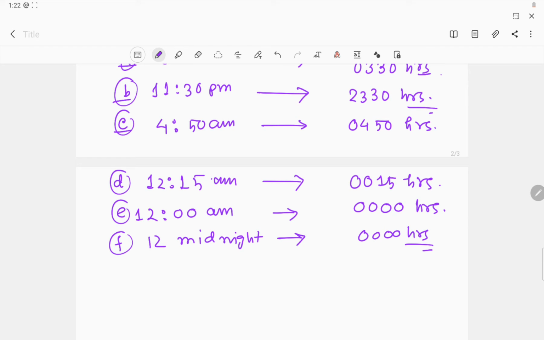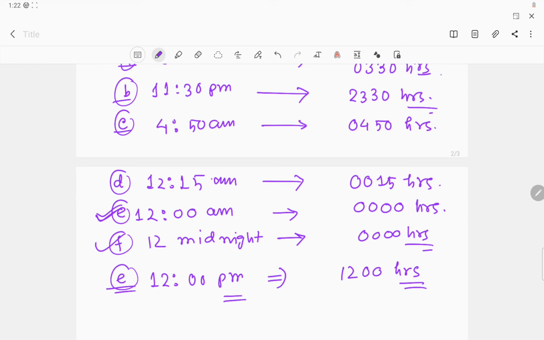I think in question number E, it will be p.m. As per the question, it will be p.m. because both questions are the same, right? So 12:00 midnight and 12 a.m., the question is the same. So I think it must be p.m. So 12 p.m. means 1200 hours. That is in the day.